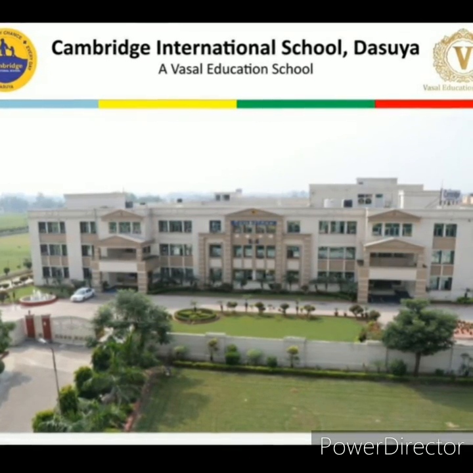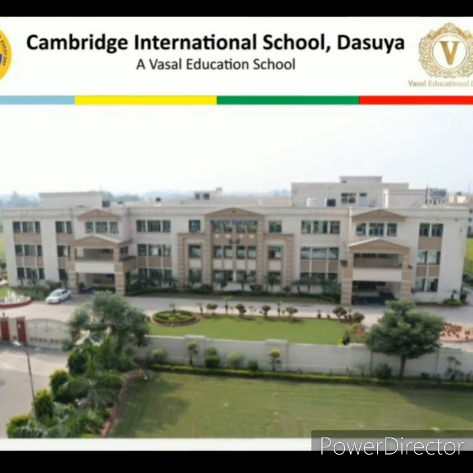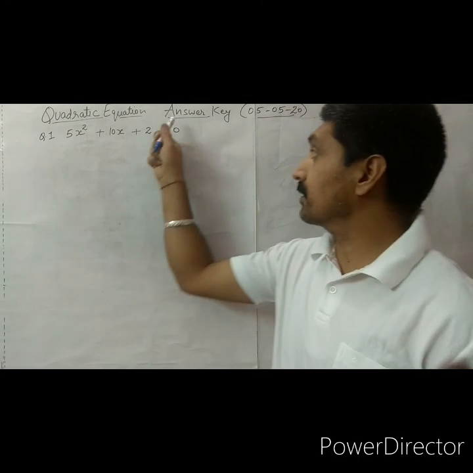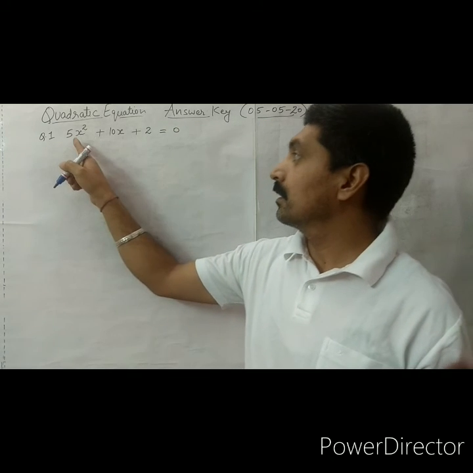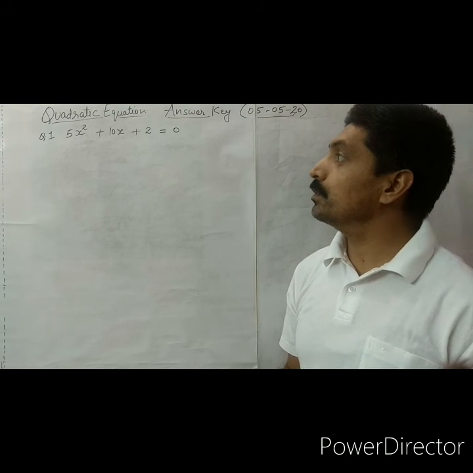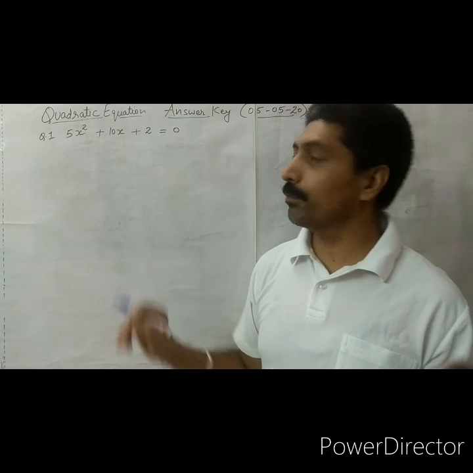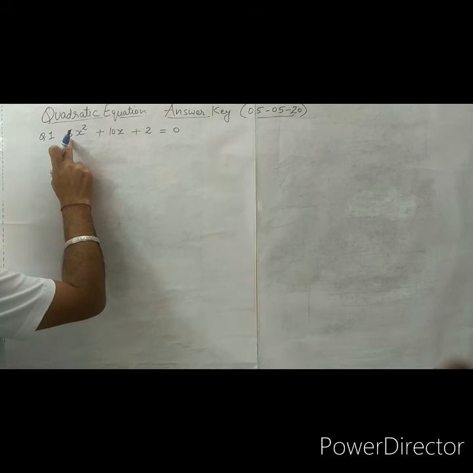Today we will discuss the quadratic equations answer key. Quadratic equations answer key, 5th May. Question number 1: 5x square plus 10x plus 2 is equal to 0. So we can directly apply the quadratic formula or the completing square method. By the completing square method, we will remove this 5.